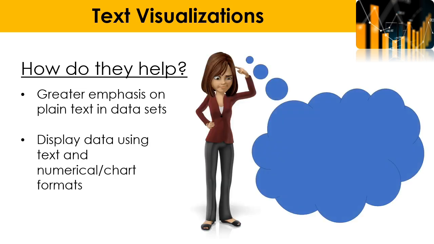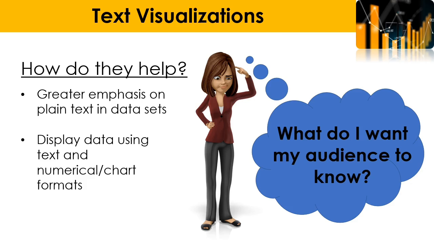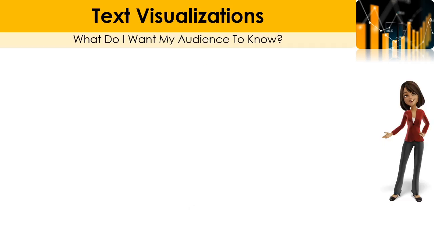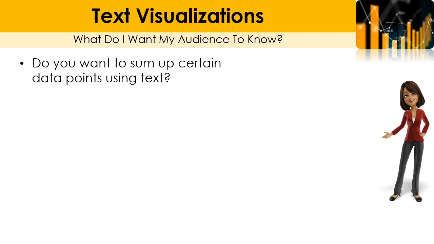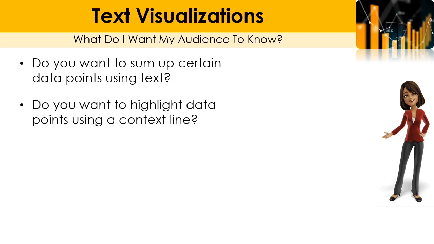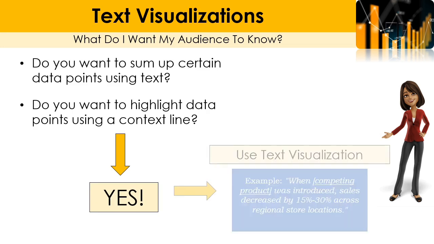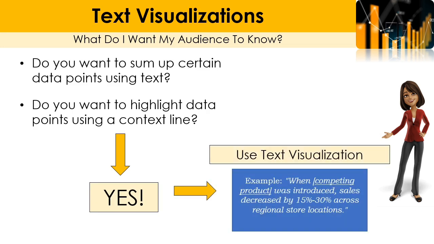If you are wondering if any text visualizations ought to be present on your report canvas, ask yourself, what do I want my audience to know? Do you want to sum up certain data points for them using text? Perhaps you want to highlight data points like relationships using a context line of some kind. If the answer to either of those questions is yes for any key fields, then representing the fields in question with a text visualization is likely to be appropriate for your report.